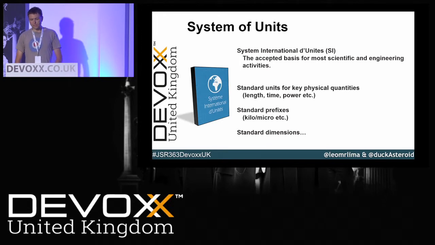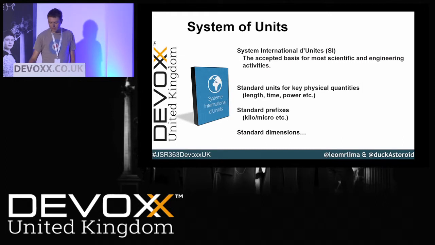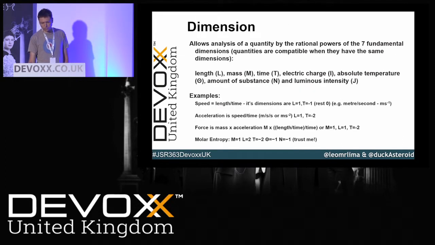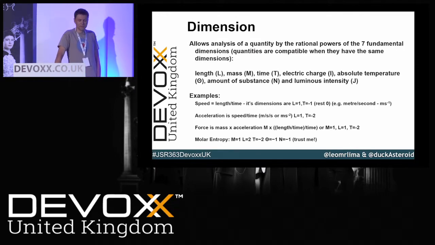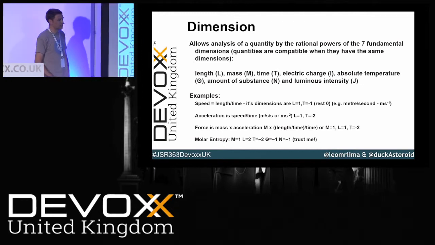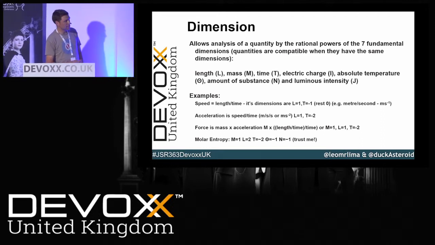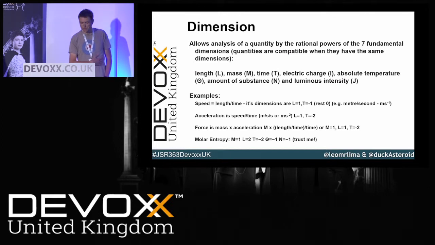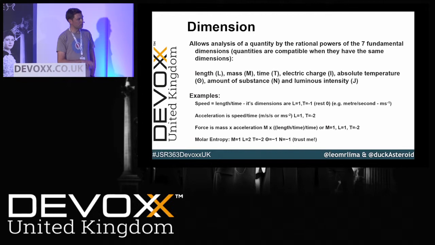And there are standard dimensions. Now, dimensions is where it starts to get fun and interesting in the world of units and quantities. Dimensions allow analysis of a quantity by rational powers of the 7 fundamental dimensions. So these are the 7 fundamental dimensions as specified in the SI system. We've got length, mass, time, electric charge, absolute temperature, amount of substance, and luminous intensity. And with those 7 base dimensions, we can compose any other of the dimensions represented by the other quantities.